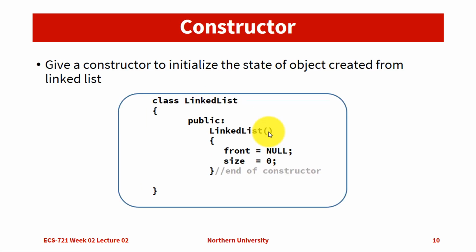So let's give our linked list class a constructor. What this constructor is going to do is initialize these two data members, the front to point to null and the size to be 0. Because when we create an object of our linked list class, the initial state of that object is that the list is empty. In that case, the size is 0 and the front is not pointing to any node. So we will initialize front to null.